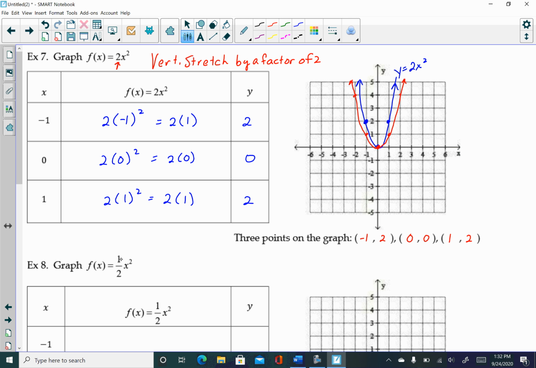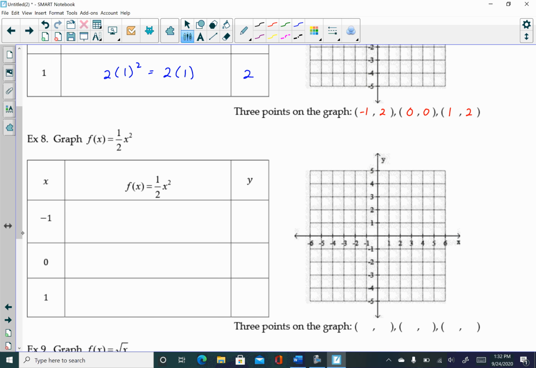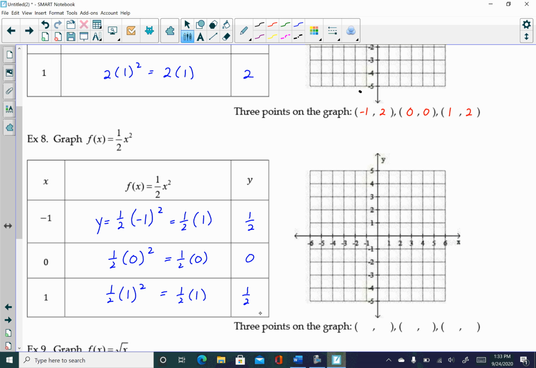Okay, let's now explore, what does a fraction, like 1/2, do in front of your function? Okay, so I'll get a different color here. Y equals 1/2 times (-1) squared, 1/2 times 0 squared, 1/2 times (+1) squared. So again, order of operations, you've got to square before you can multiply. So this is going to be 1/2. Negative 1 squared is going to give me positive 1. Half times 1 is still half. 0 squared is 0, so a half times 0 is still 0. 1 squared is 1, so a half times 1, still half.